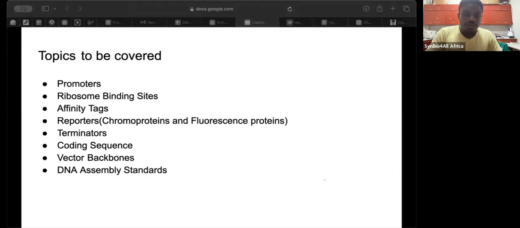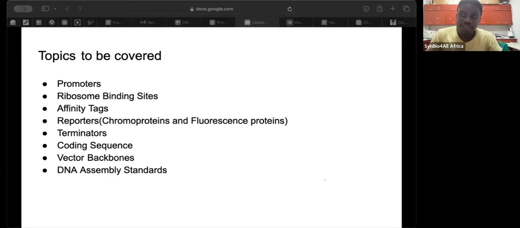Right. So what we are going to cover today mostly will be about promoters, RBS, affinity tags, reporters, terminators, coding sequence, vector backbone, and then look at some of the DNA assembly standards that are quite useful in doing your genetic design. So the ones that I chose are ones that are highly standardized, and almost every lab uses those sorts of standards to design their genetic circuit.